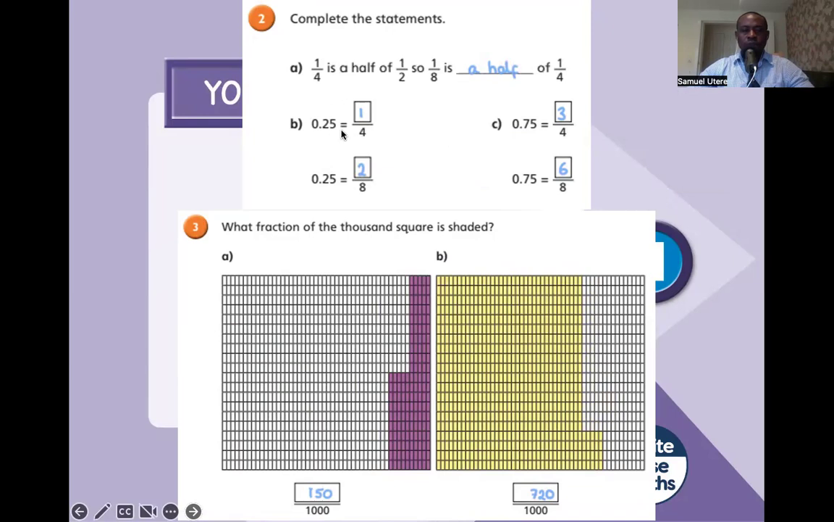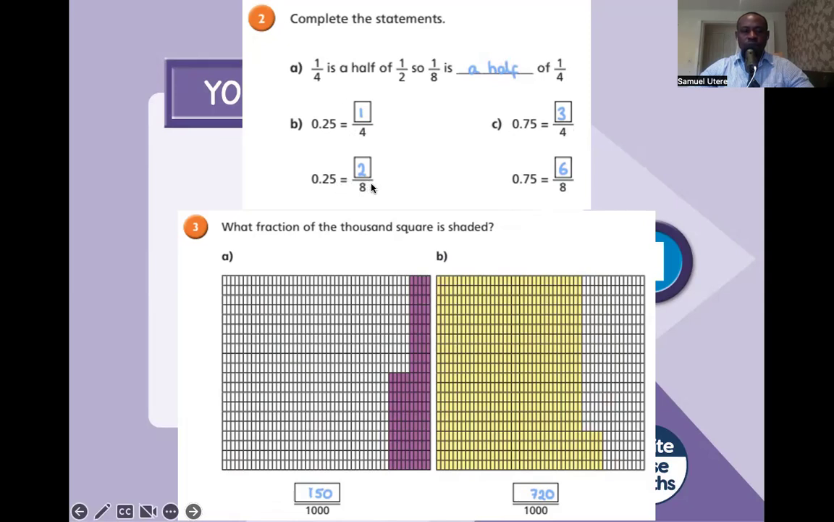Next, 0.25, you can see here, is a quarter. 0.75 is 3 quarters. You can see that 0.75 is 3 lots of 0.25. Why? 0.25 plus 0.25 is 0.5. Then if you add another 0.25, you will have 0.75.